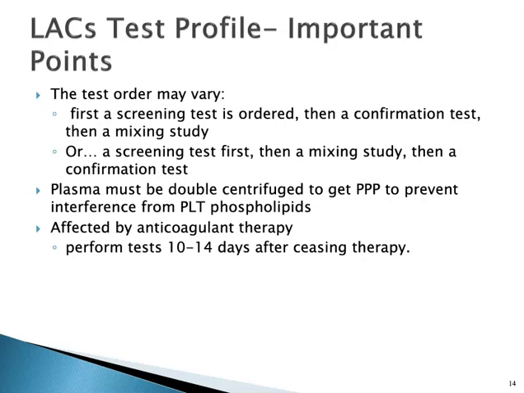The plasma that we use must be double centrifuged to get PPP, platelet poor plasma, to prevent interference from platelet phospholipids, and it is affected by anticoagulant therapy. So if the patient is on some sort of anticoagulation therapy, we cannot perform the test while the patient is taking it. We would perform the test about 10 to 14 days after the patient stops the therapy.